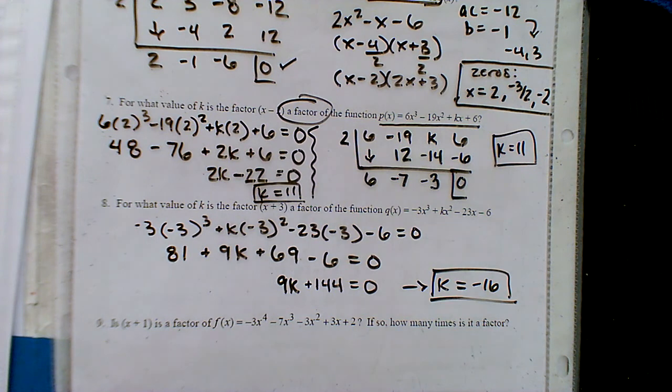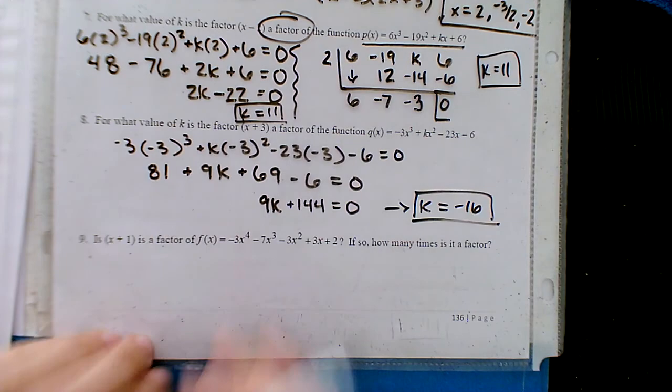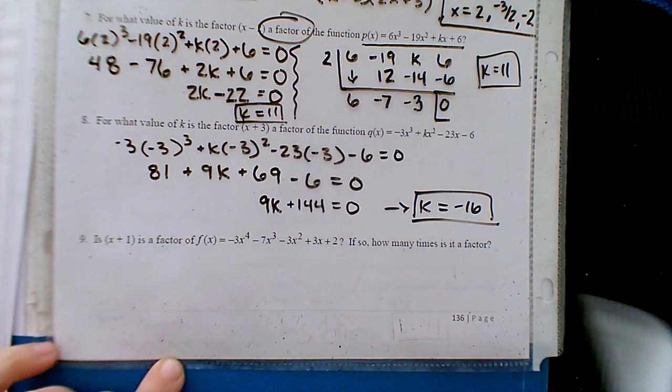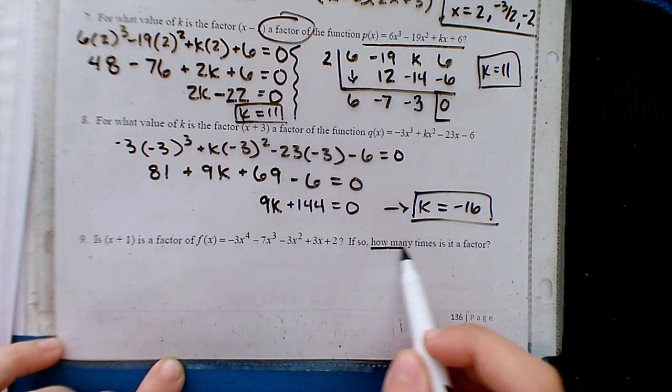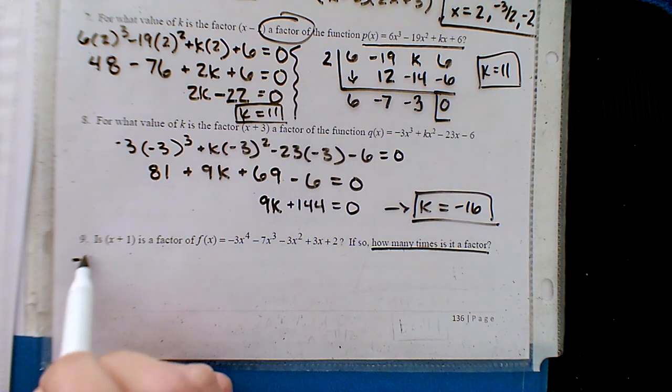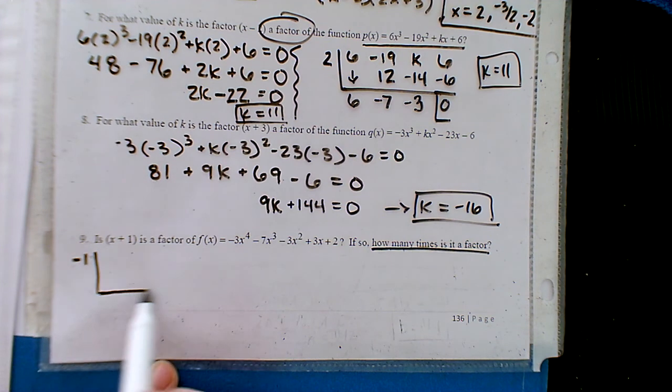Good to go? All right, let's check out 9, and then we'll end for today. This one's a little different. We're going to end on a good note. Is x plus 1 a factor? Okay, we can definitely check that. But the next question, how many times is it a factor? So we're going to see how many times we can actually go through division. How many times does it go in evenly? Let's check it one time.